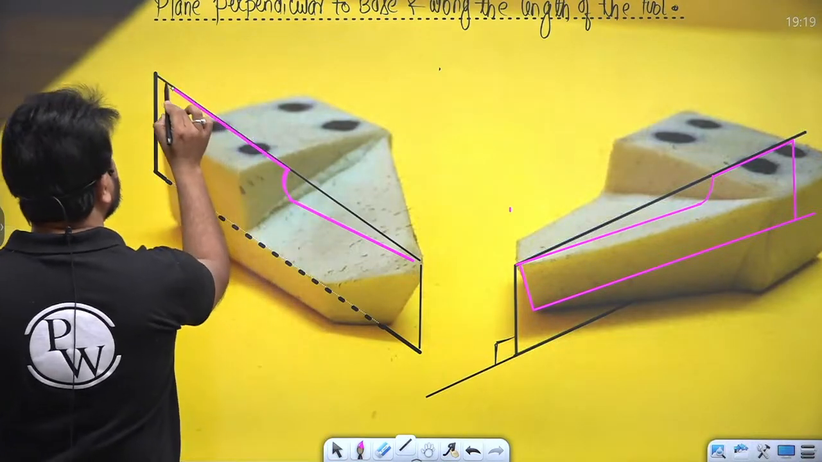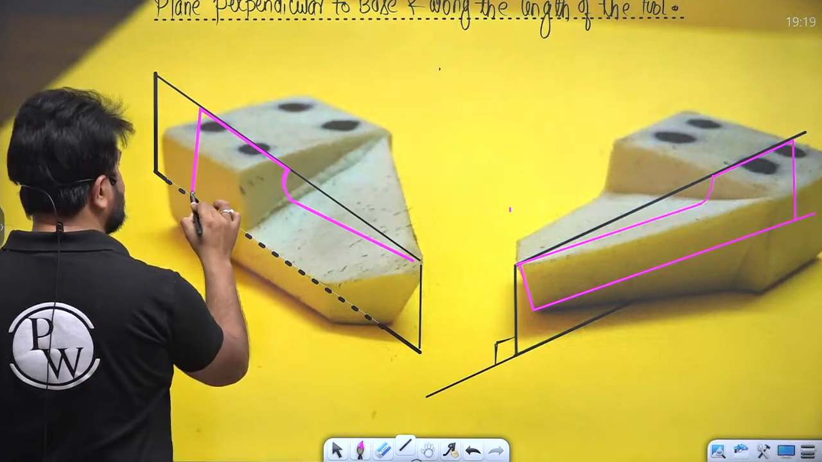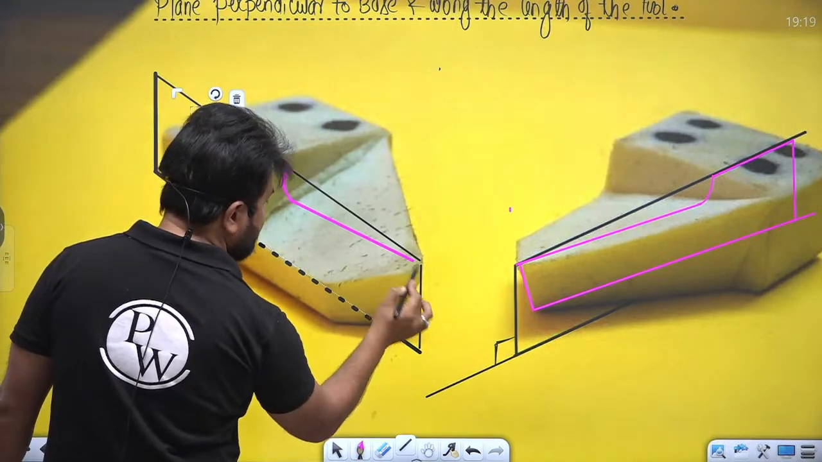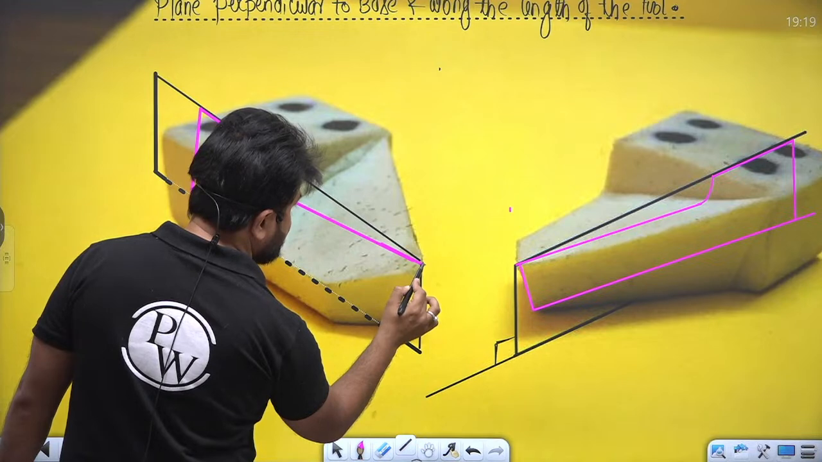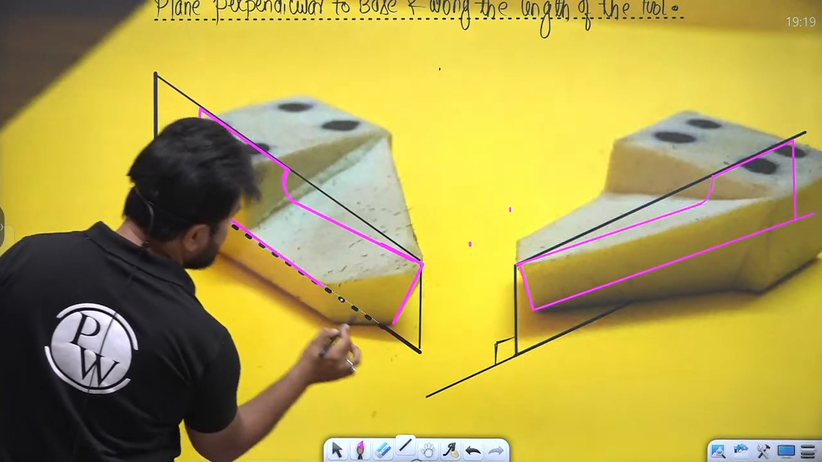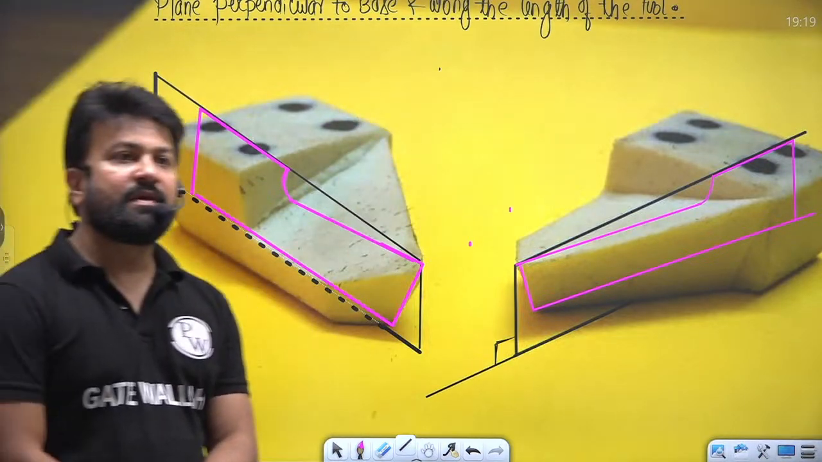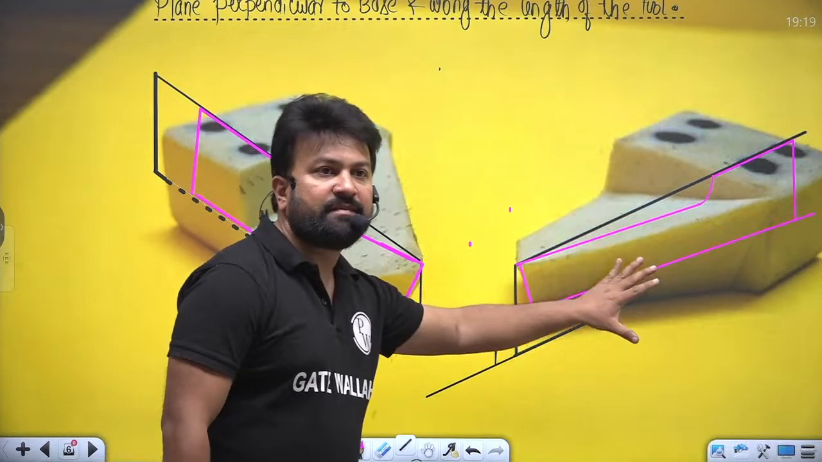See here. You have to take the projection of the tool in this plane. See here, my dear. Yes. Okay. The projection of the tool. Are you getting my thing? Yes or no? Tell me. Is that projection clear?